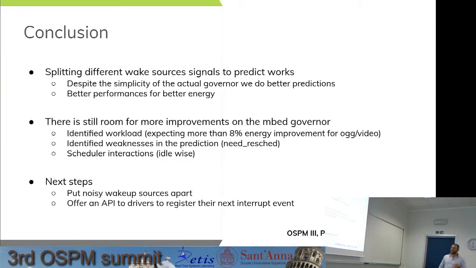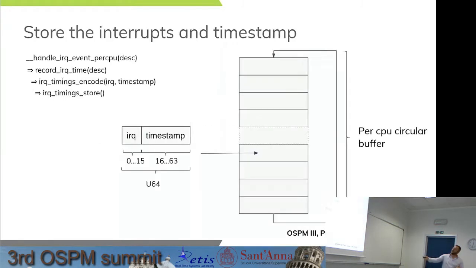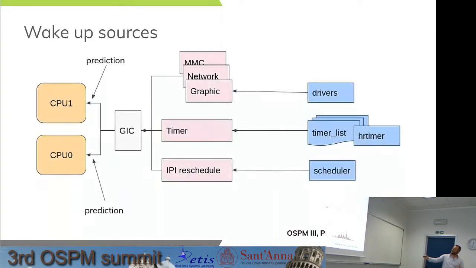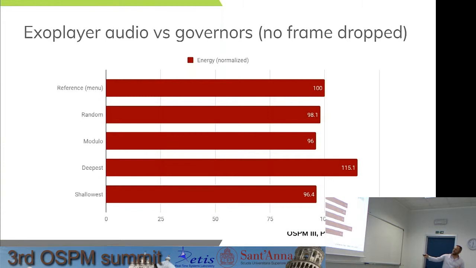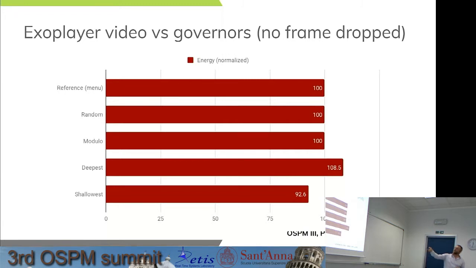What we saw previously, when we tried to compare the different governors by creating one that does only shallow state, is that for the exoplayer audio we are more or less the same as the shallow state. But for the video, we see that we have 92. So we know it's possible to do better. That's the next step, trying to identify that.